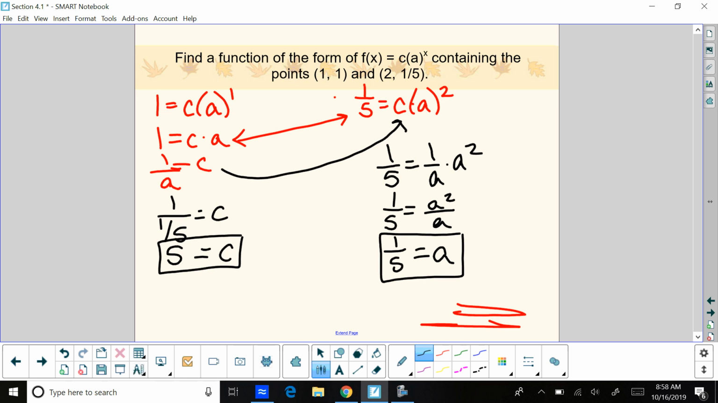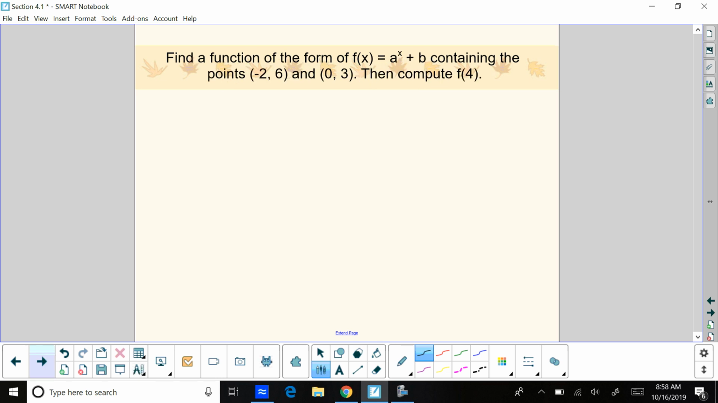So what's my final answer? F of X equals 5 times (1/5) to the X power. And you can't simplify any more than that because the 1/5 is to the power and the 5 is not. We don't have the same bases there. All right, so you guys try this one.